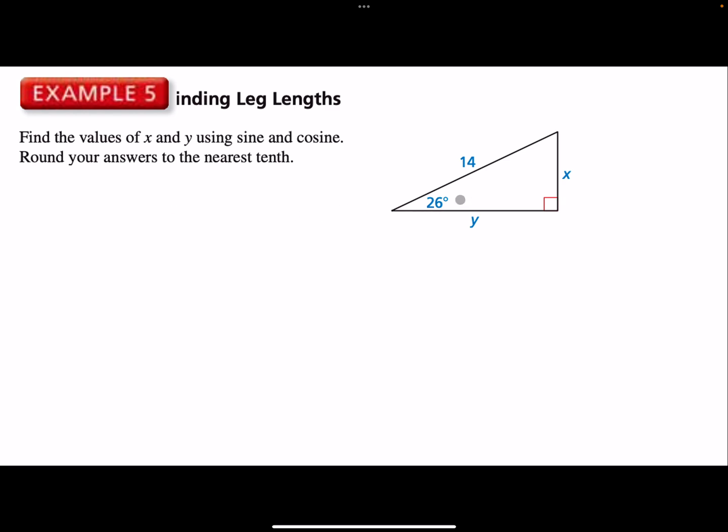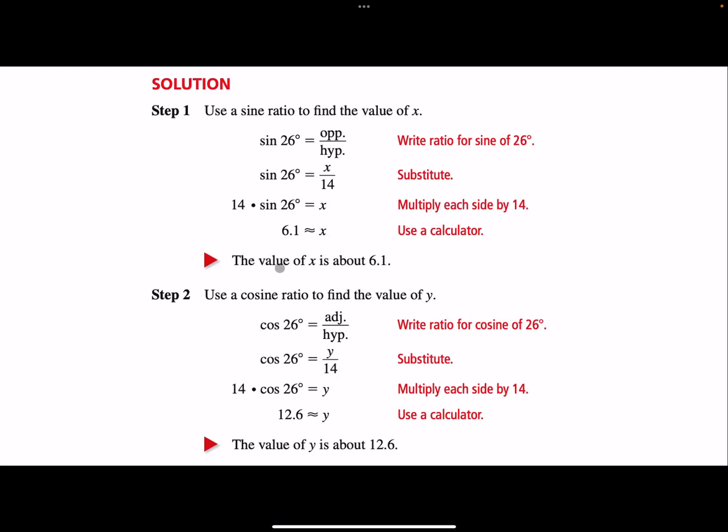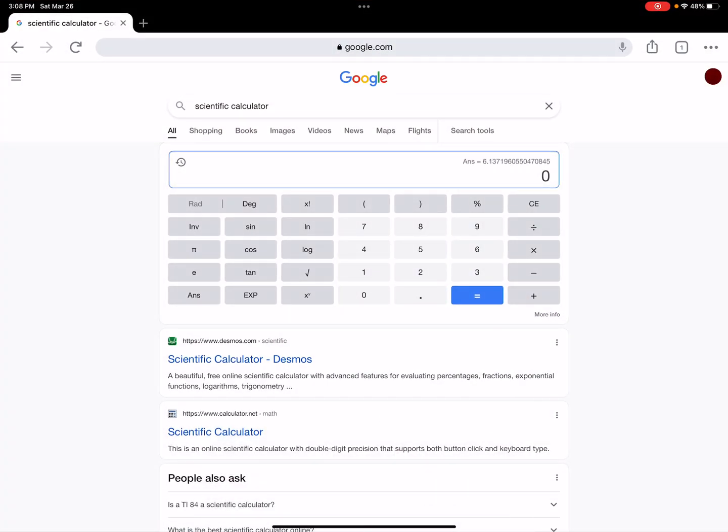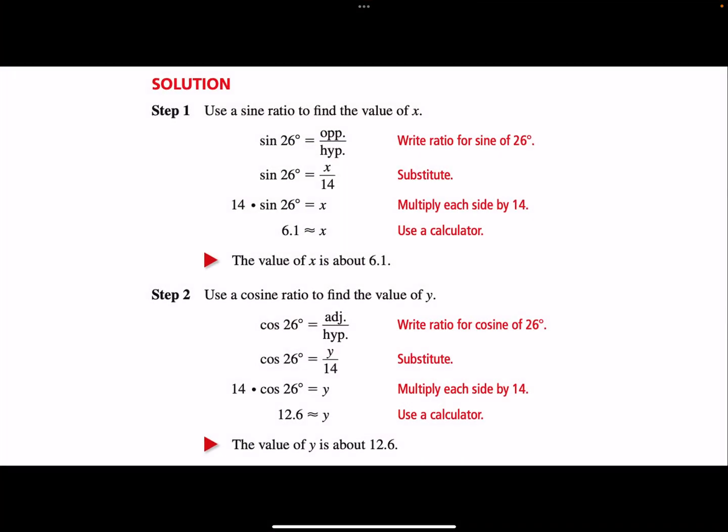Now, if I want to find y, I'm going to do cosine, adjacent over hypotenuse, y over 14 this time, okay? So if I solve that, cosine of 26 equals y over 14, multiply both sides by 14, cosine of 26 times 14. I'm going to do that here for you. Cosine of 26 times 14 equals 12.58. Rounded to the nearest tenth gives me 12.6. Boom, it is indeed 12.6.